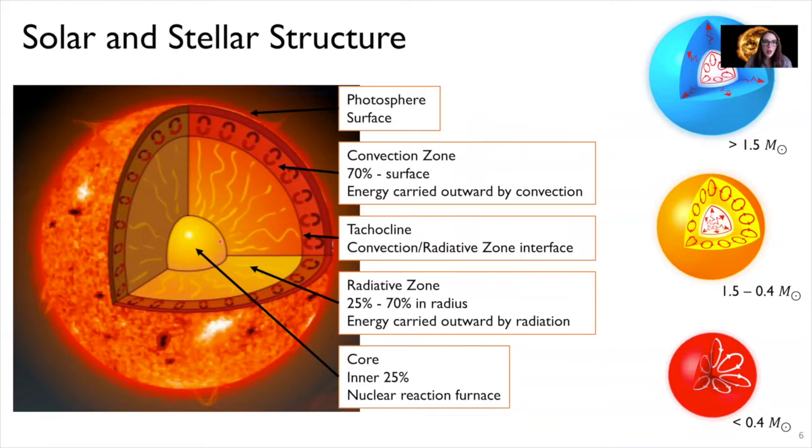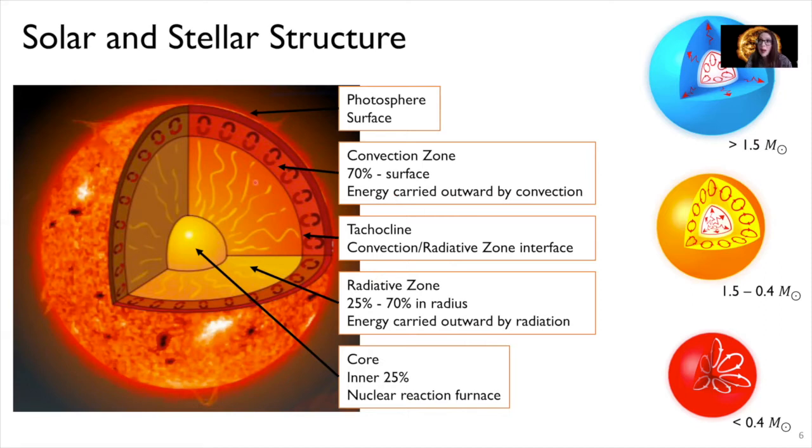Then the region from 25 to 70% of the sun by radius is what we call the radiative zone. That's the part of the sun where the energy generated in the core is carried outward by radiation. So basically, a bunch of photons have a lot of energy. Photons are individual packets of light. They bump into each other in sort of a random walk process, and they work their way out of the radiative interior of the sun to what we call the convection zone.